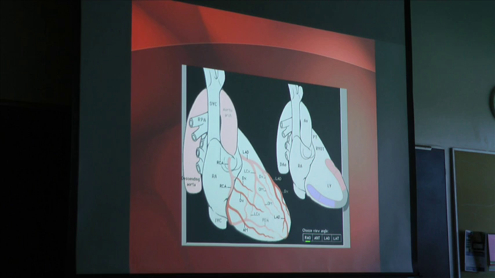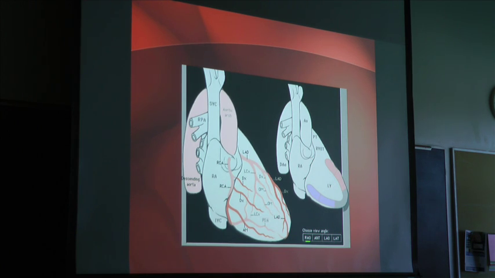You can't really tell when you're looking at pictures. You can't really see the coronary arteries branching off of the aorta because they're kind of hidden. They're in the back of the heart, where they branch from the aorta.